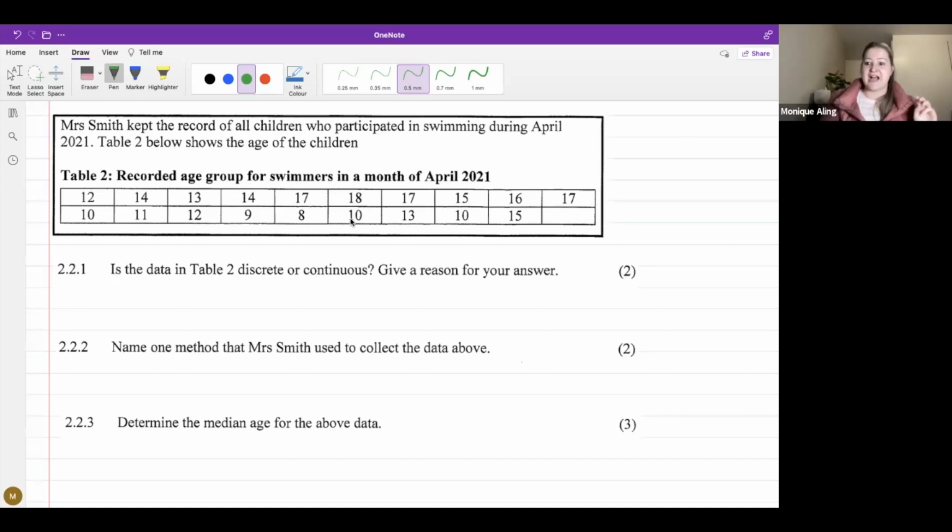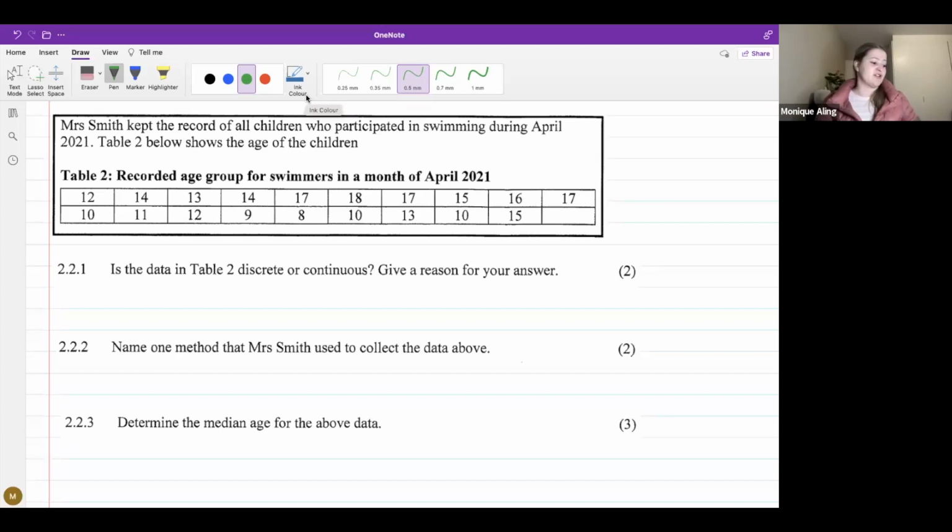Hello, ma'am. Hi, how are you? I'm good and you, ma'am. Good, thanks. What's your question? Yeah, I think in 2.2.1, it is continuous. Okay, and why do you say that? Because here in the table, it shows there are numbers that repeat themselves. Numbers that repeat themselves. Yes.